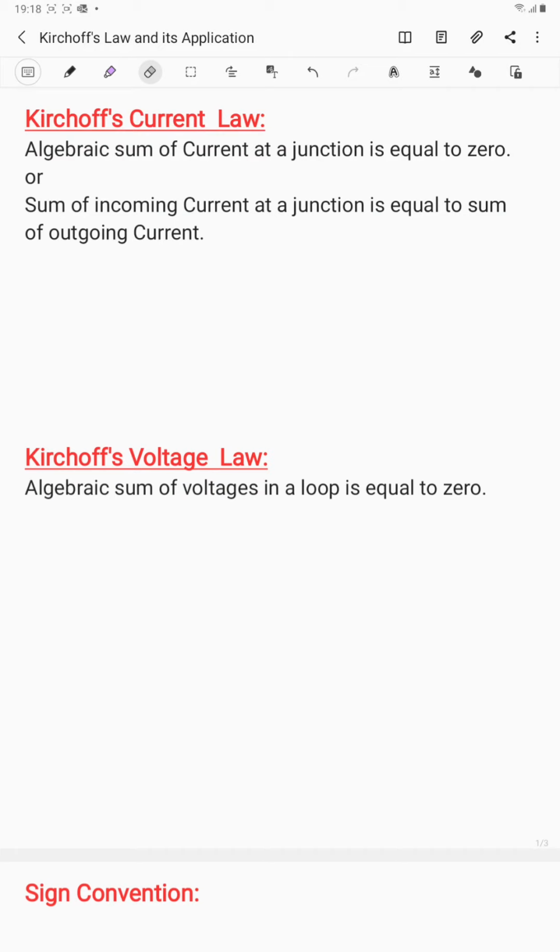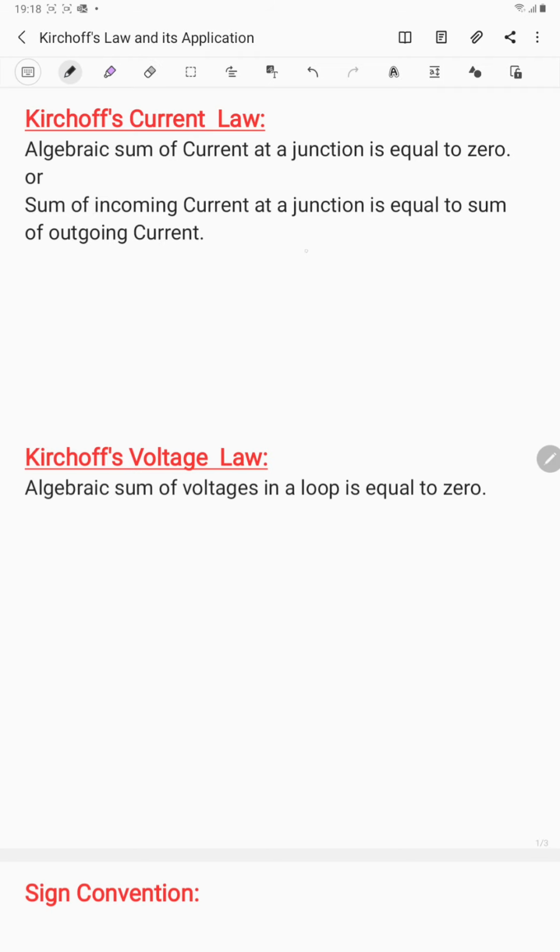Today we are going to discuss the topic Kirchhoff's law and its application. We will be starting with the first law of Kirchhoff, that is Kirchhoff's current law. It states that the algebraic sum of current at a junction is equal to 0. Or in other words, the sum of the incoming current at a junction is equal to the sum of outgoing current. So what is a junction?